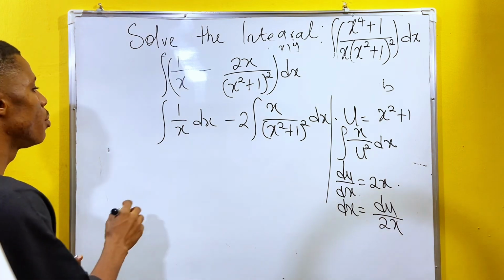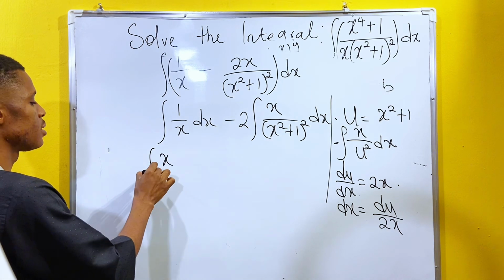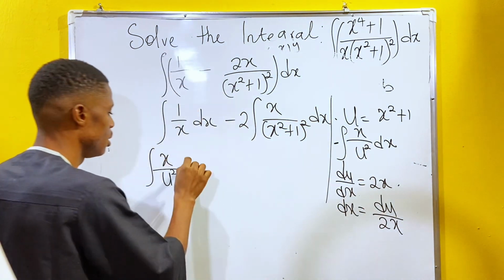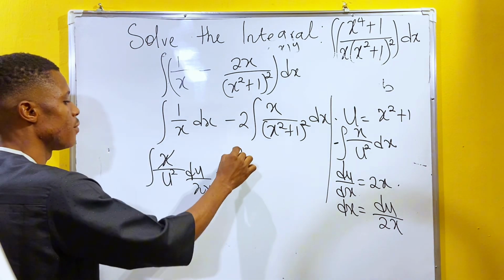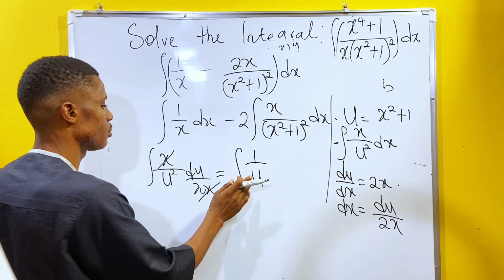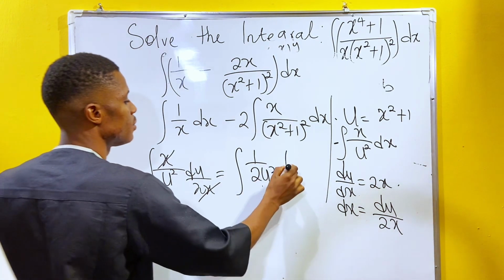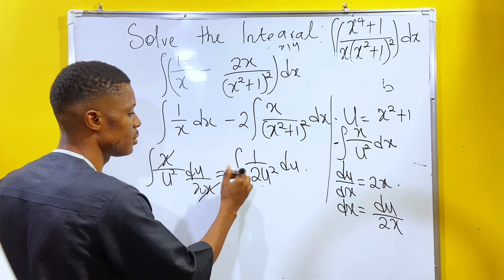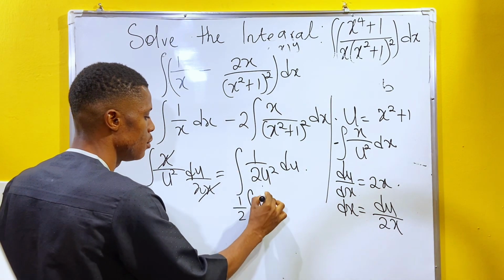So that means we will be having the integral of x over u squared. Then the x, we've got it to be du over 2x. x will now cancel out x. This will give us the integral of 1 over 2u to the power of 2. We are integrating with respect to u now. So to integrate this, we are now having the integral of 1 over 2, factoring out the half, u to the power of minus 2 du.